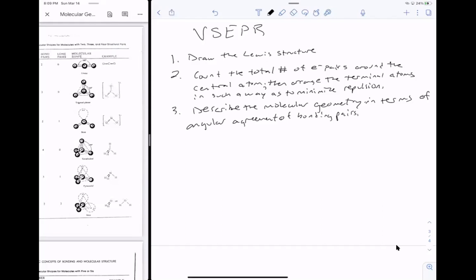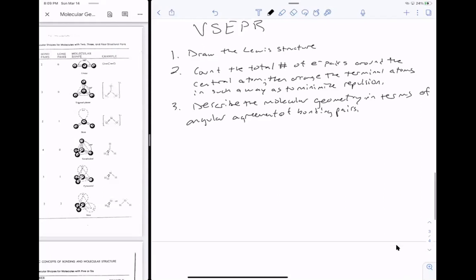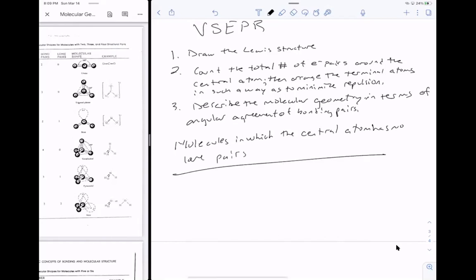Now that seems like a lot, and to be quite honest, just like I had said with Lewis structures, I really don't memorize these per se, but you'll see that as I keep doing them, it really becomes a similar stepwise process over and over again. So let's start with molecules, and remember these are all covalent, in which the central atom has no lone pairs. Remember, it is the central atom that determines the structure.